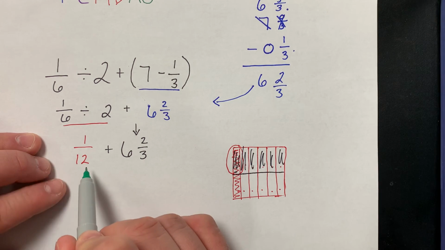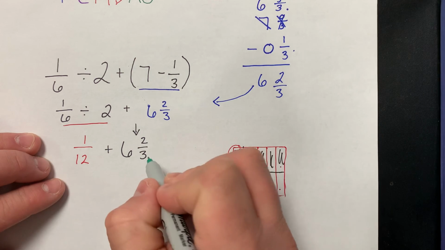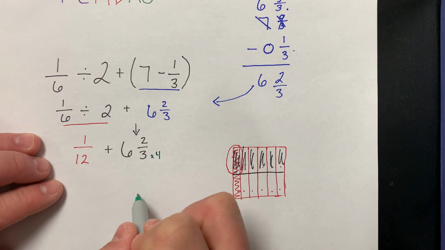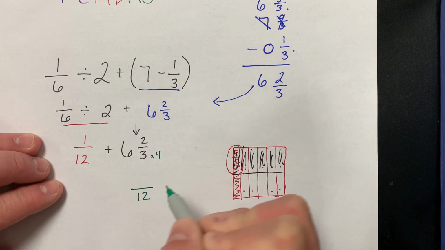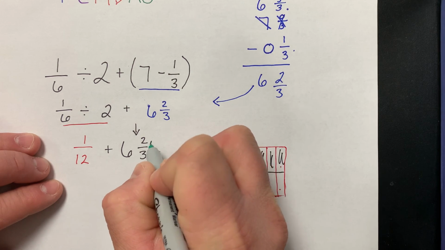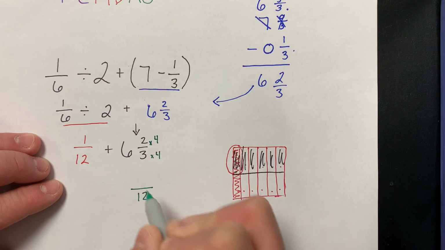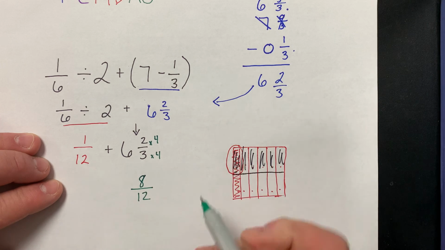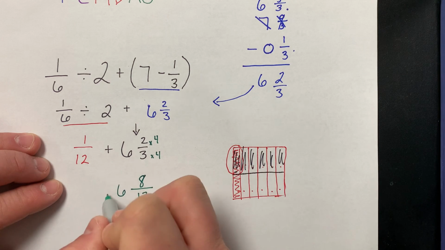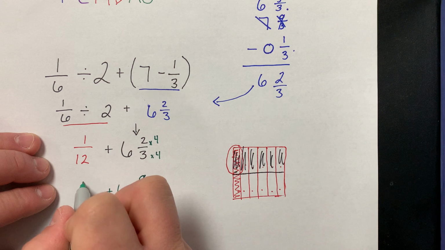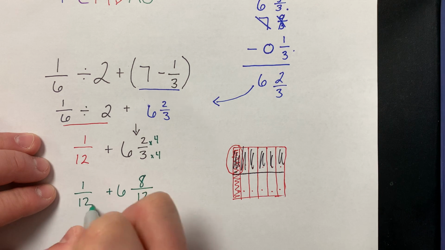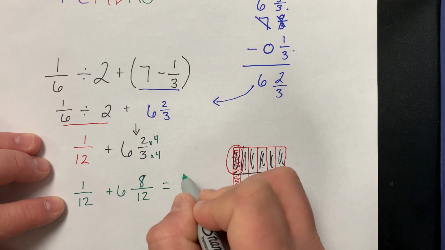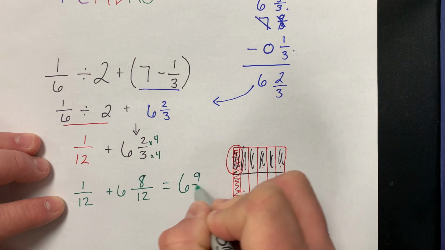I can't multiply 12 to get 3, but I can multiply 3 by 4 and get 12. And remember, whatever I do to the bottom, I've got to do to the top. So now I've got 6 and 8/12 plus 1/12. And 1/12 plus 6 and 8/12 is 6 and 9/12.